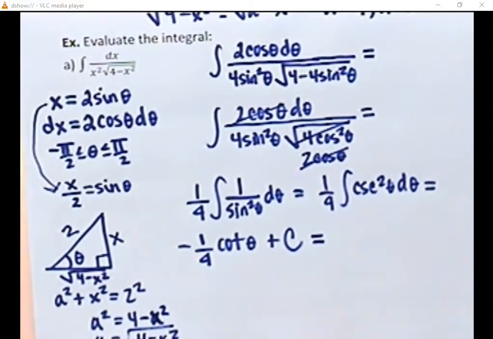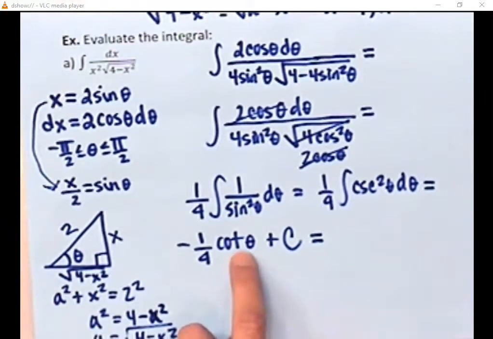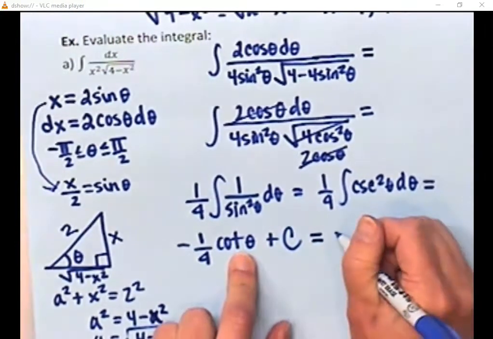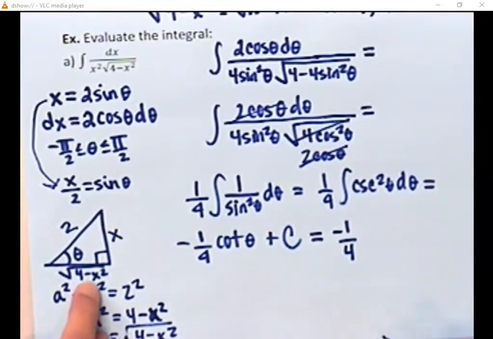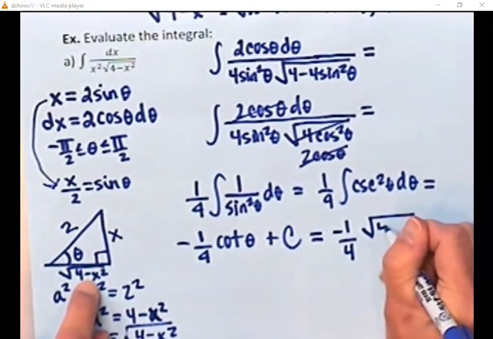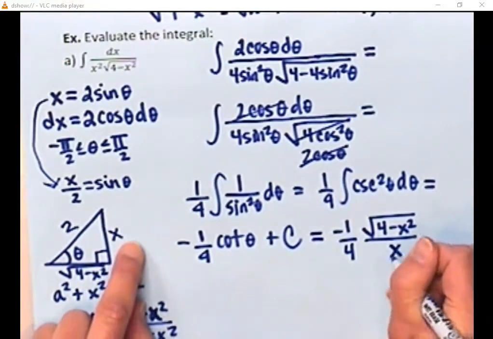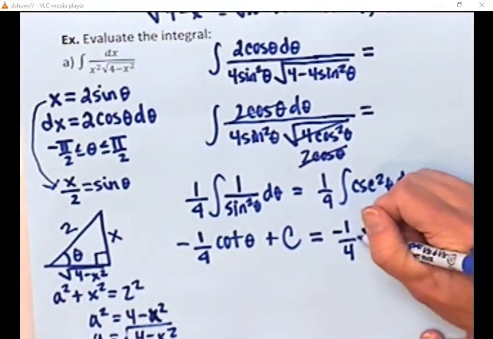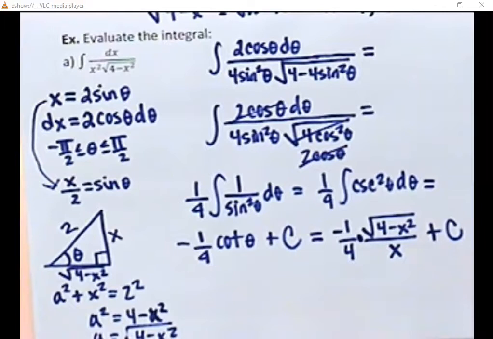You can use some inverse functions, but the easiest is to just create a right triangle using 2 sides you know, find the third side, and then figure out the ratio for cotangent. So it's negative 1/4. We said it was the adjacent, which would be the square root of 4 minus x squared, over the opposite, which is x. So that's cotangent of theta, is that ratio. Now I've got it back in terms of x, and I'm pretty much done.